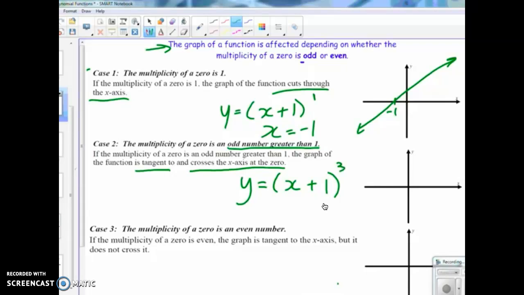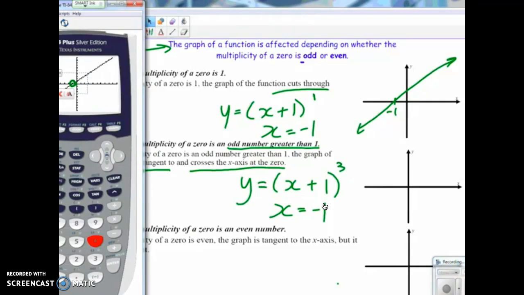Okay, so we're going to graph this function here. Remember, the 0 doesn't change. x equals negative 1 is still the 0. So let's take a look at what happens at that point. Go into your calculator, clear whatever you had in there before, and plug in x plus 1 cubed. And let's see what happens at the x-intercept.